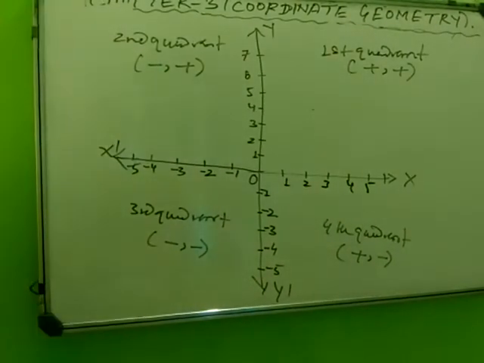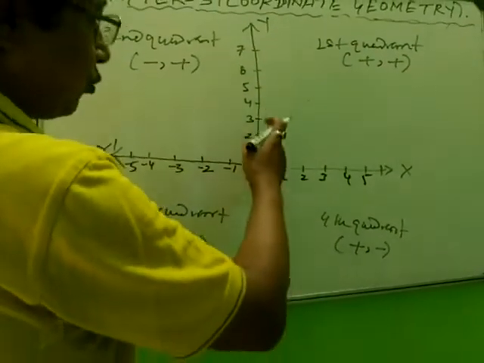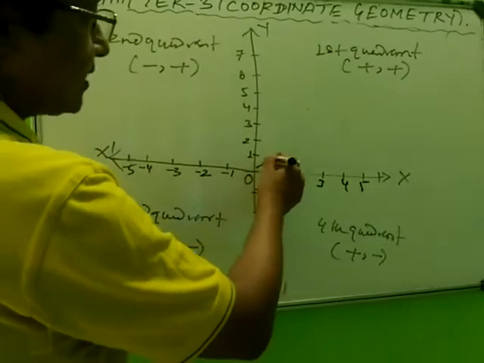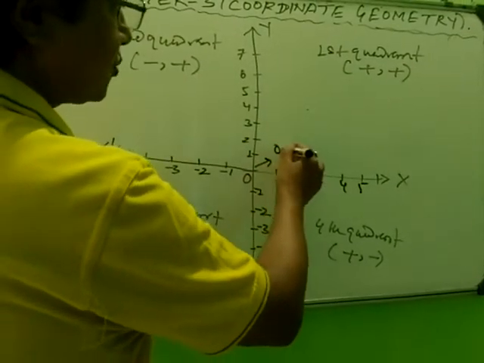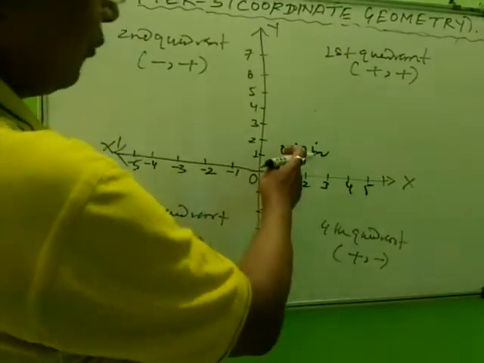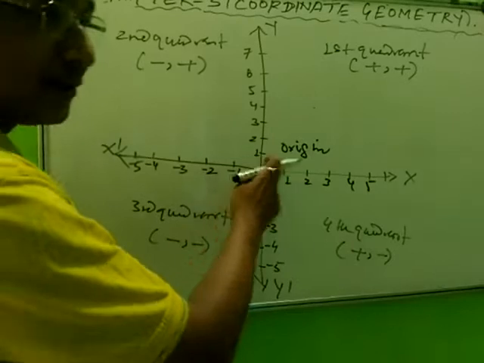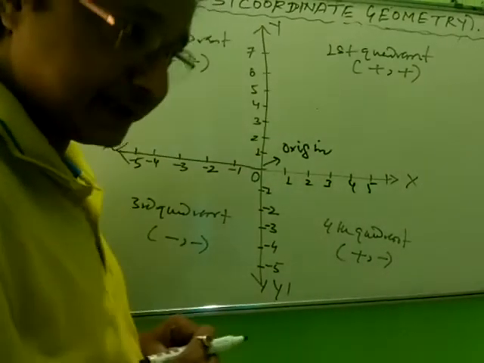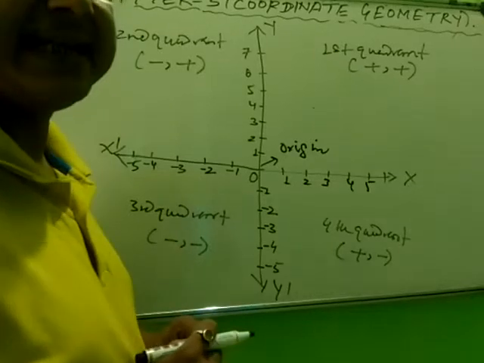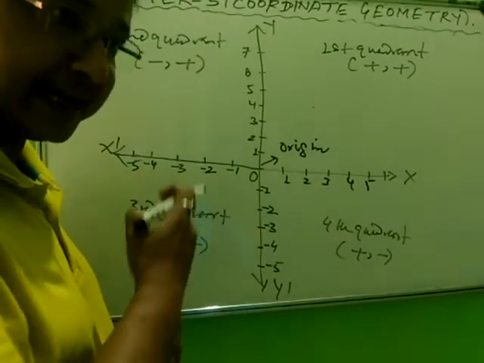Now, these two axes, that is the x-axis and y-axis, meet at this point O. This point O is called the point of origin. O-R-I-G-I-N, which you have learned in class 8. Whenever I say coordinates, or you get coordinates, that will mean x and y, not y and x. Always x and y.